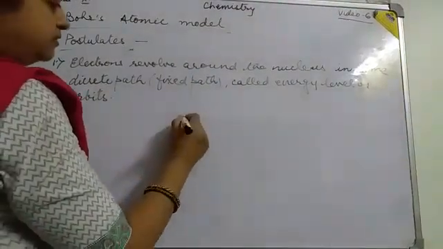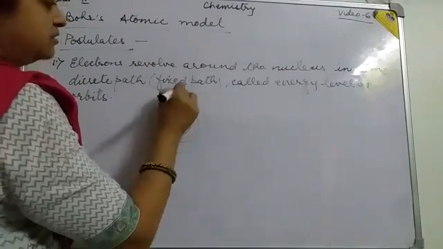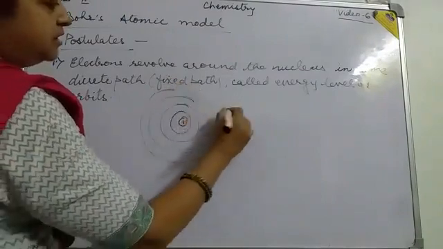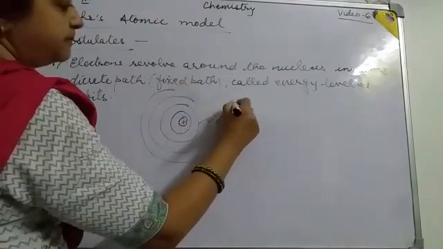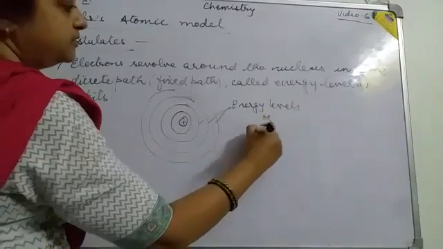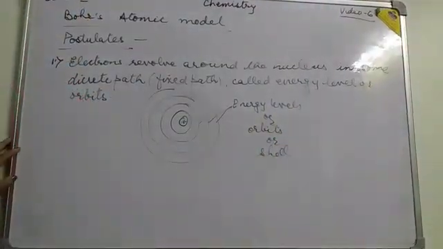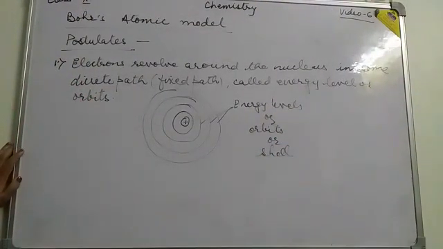There are many energy levels, or orbits, or shells. These are denoted by K, L, M, N. As you know, first, second, third, fourth shells are denoted as K, L, M, N. While revolving around the nucleus, the electrons do not lose energy. The energy is not changed.